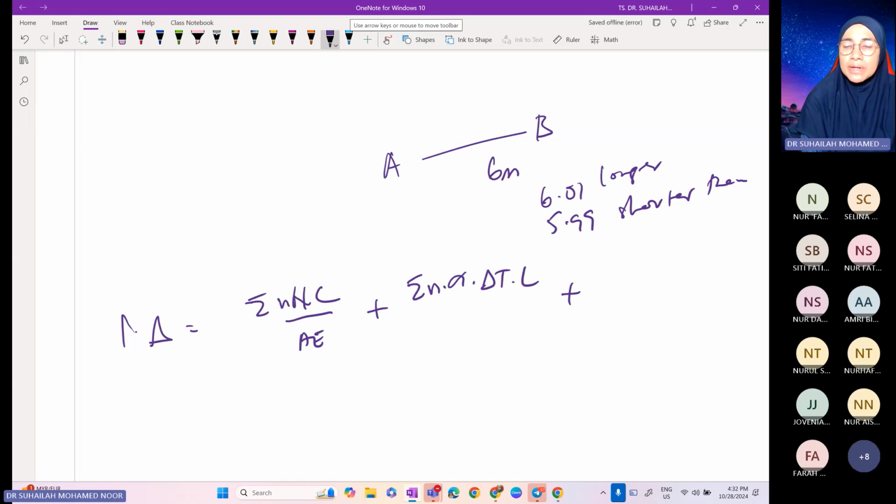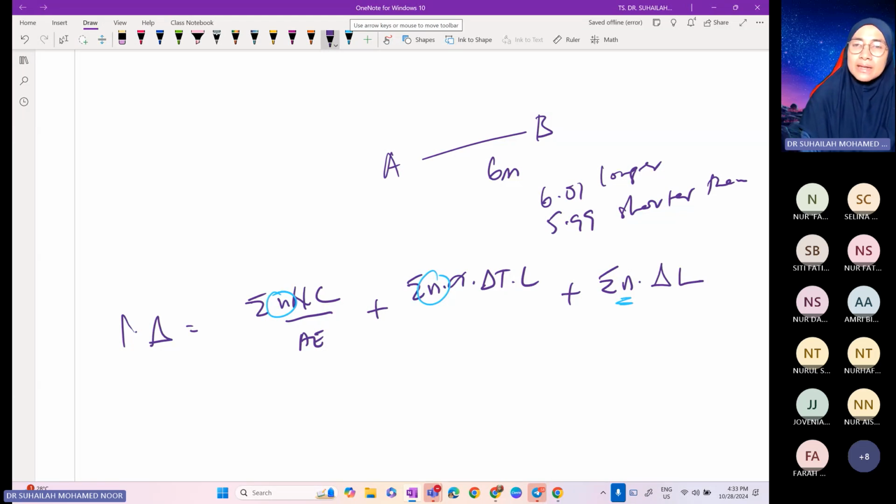So fabrication error will also contribute to the deflection in truss, and the formula to consider this is n small, n delta L. If you notice, all of these have n small. So actually this is a formula that you have learned under the unit load method.